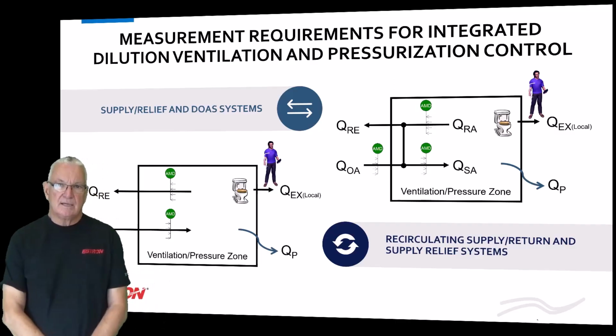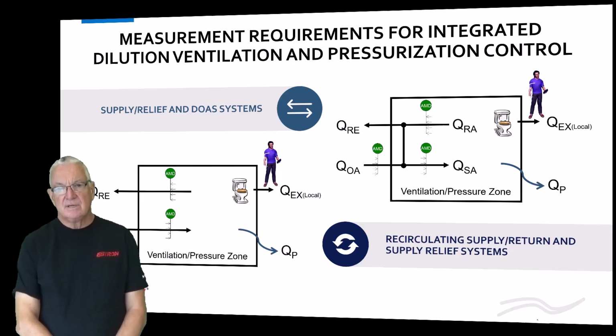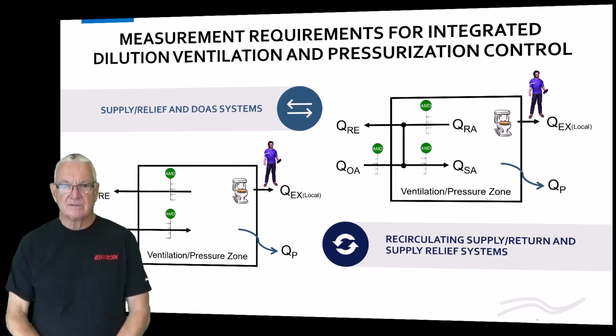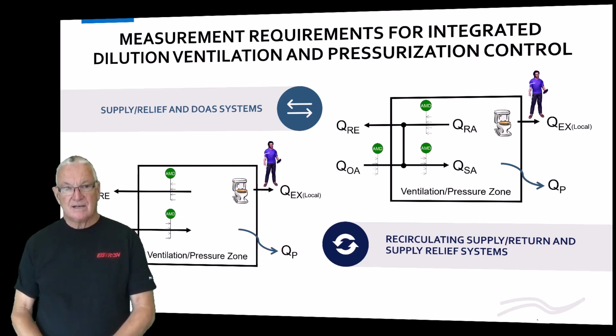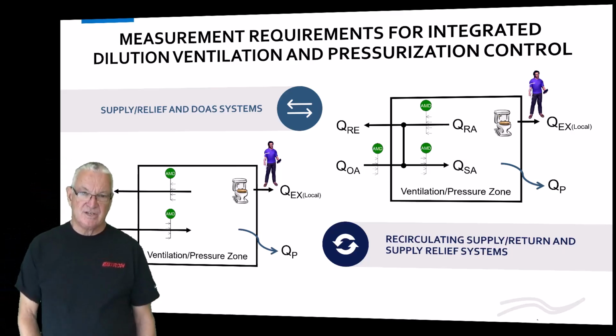Okay, so let's just take a look quickly here. The idea is really to create a pressurization flow, and that can only be created by your mechanical system. So on the left, supply relief systems or DOAS systems, it's pretty simple. We've got an in path and an out path. We need to measure the ins and measure the outs. The ins are going to be our ventilation for air quality, and the difference between the ins and the outs is going to be our pressurization.